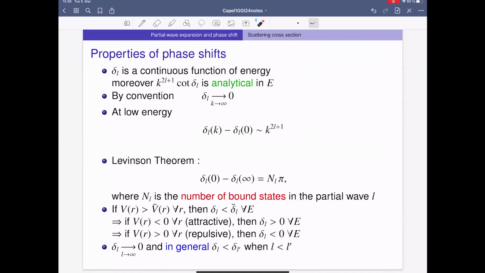And so in general, as I mentioned, the phase shift should go to zero when L goes to infinity because of that centrifugal barrier. So you increase the value of L, you reduce the influence of the short range potential on these waves when L grows.